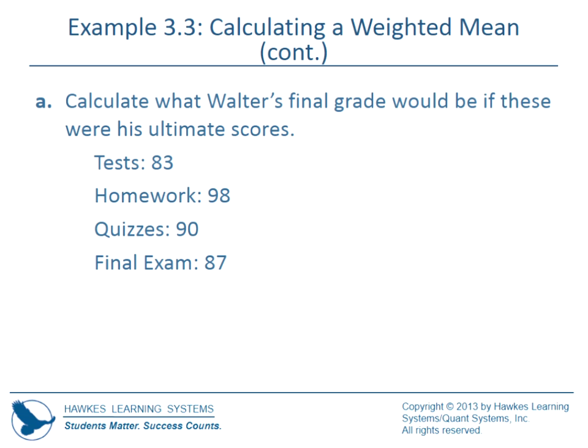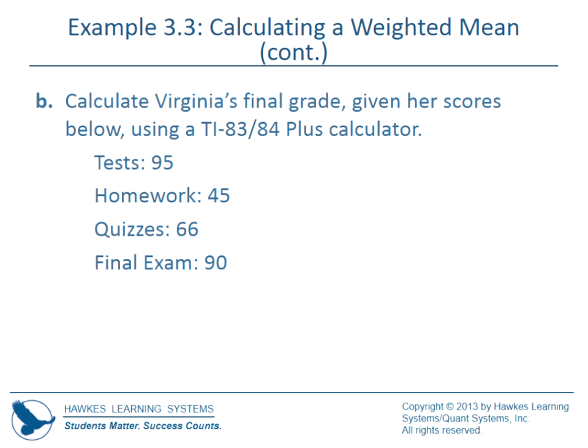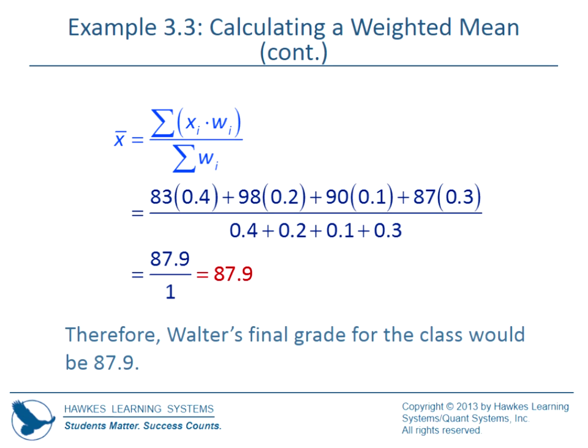Okay, so Walter's final grade would be if this was his scores. And this is what we actually do in classes as teachers. So remember, tests were 40%, homework was 20, quizzes were 10, final was 30. So let's write it out. Okay, so let's look at Walter's first. So if you look at it, 83 times 0.4, where are we getting the 0.4? We changed the percentage to a decimal. Don't let that scare you. It happens all the time.